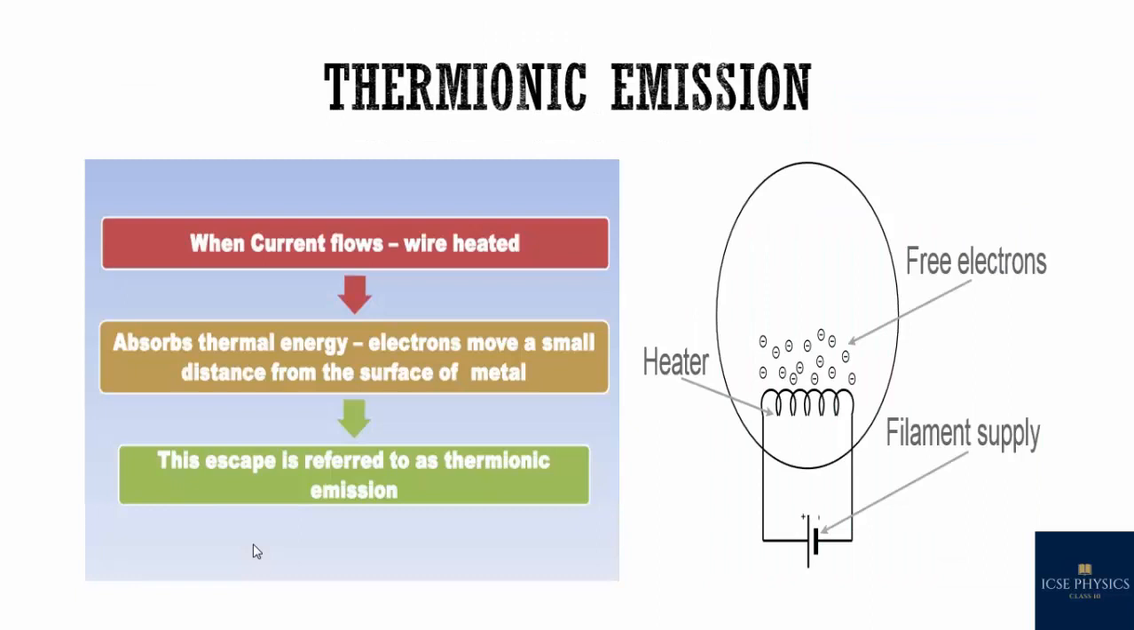Now, thermionic emission is emission of electrons by supplying thermal energy. So, when current flows, as you can see here, this wire is heated. Then it absorbs the thermal energy. Then electrons are emitted from this metal wire, and you can find the electrons here, right? This escape is referred to as thermionic emission. This is an electric bulb, and when we supply heat energy by providing current, there is an emission of electrons.